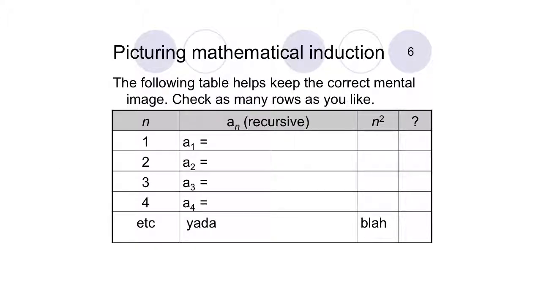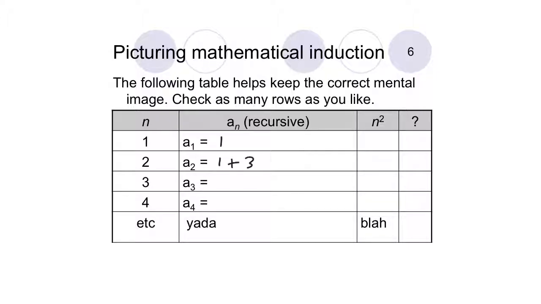So we're going to use a table early on, and I'll show you what a paragraph looks like at the end, because we don't really want to have to write tables all the time. But the table helps organize your thoughts a little bit to get the right mental image of what's going on. So we, again, know the recursive formula. I don't have it written down here, but we've already talked about that.